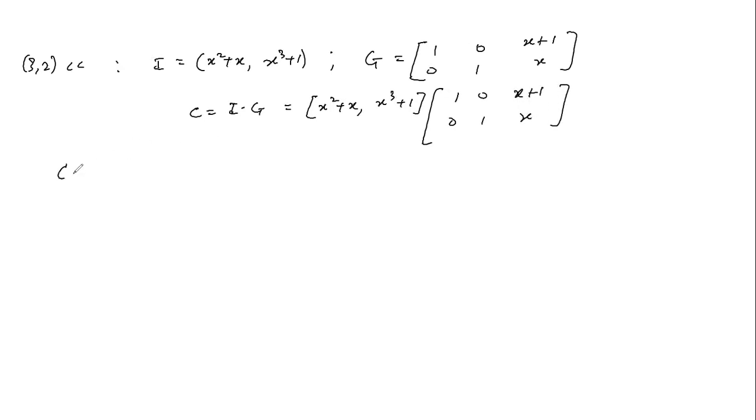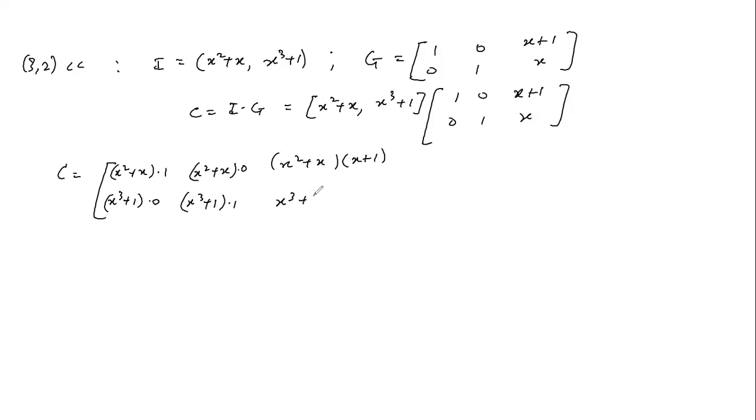So when we open this up, then C is the same as x squared plus x times 1, x squared plus x, all times 1, then x cubed plus 1, all times 0, then x squared plus x, all times 0, then x cubed plus 1, all times 1, as a row times each column, then x squared plus x times x plus 1, then x cubed plus 1 times x. Now, we truncate this because they are multiplied by 0.